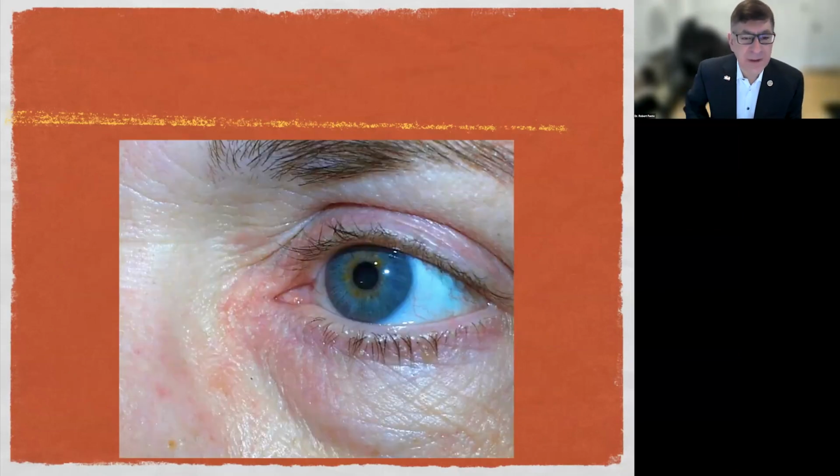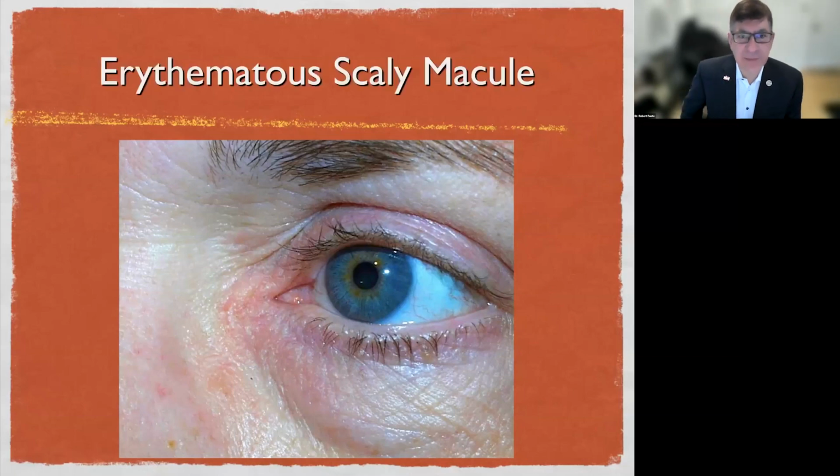Here's another one. Think about how you would describe this. I described it as an erythematous scaly macule.